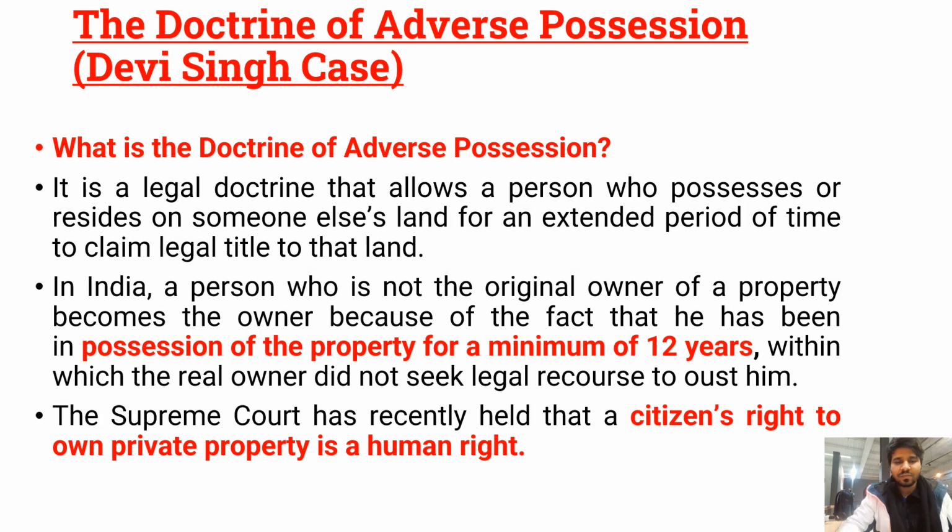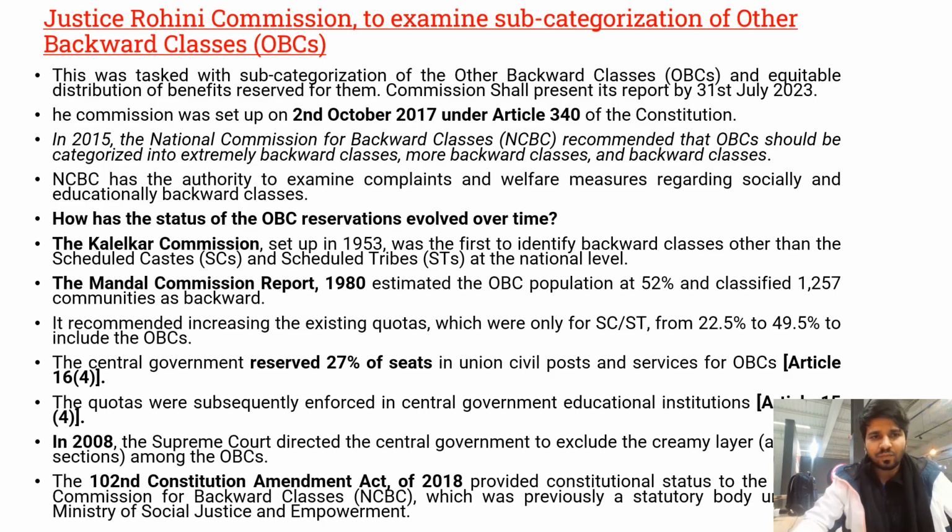You can read. Okay, what is the doctrine of adverse possession? This is very important. The doctrine of adverse possession means that, okay, if you are living on a patch of land for more than 12 years, and the owner of the land and property does not contest it in the court of law, that means you can apply for its ownership. This is what we call the doctrine of adverse possession.